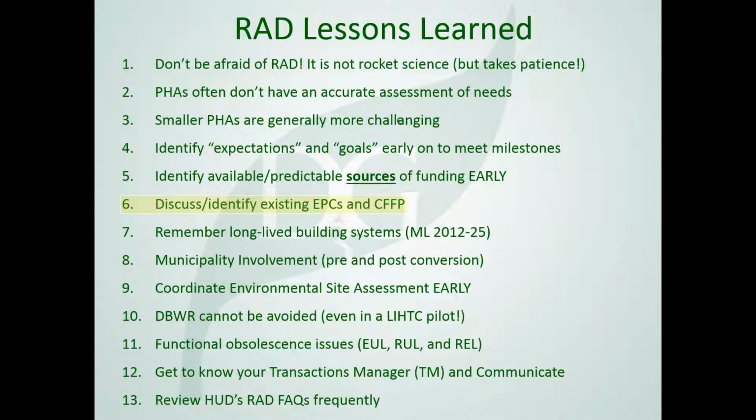Number 6, discuss and identify existing EPCs and CFFPs, more acronyms. EPCs, Energy Performance Contracts, are common in public housing. Public housing could not incur debt. So in the past, when they needed new boilers, new windows, or new energy saving devices, they signed a contract with an independent third party, an energy performance contract, whereby the entity that brought those systems in gets to share in the savings from the energy consumption over a period of time. If those are in place, they may have to be bought out or untangled during the RAD structure.